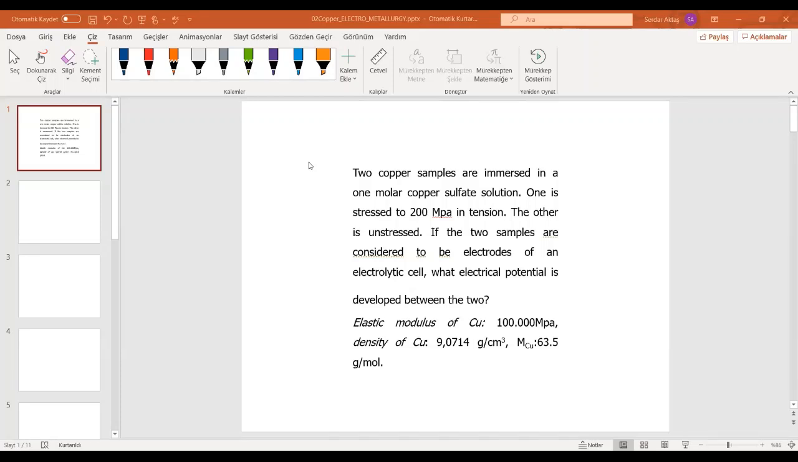This question belongs to MIT. It's a very, very good question. I hope you will enjoy the answer.